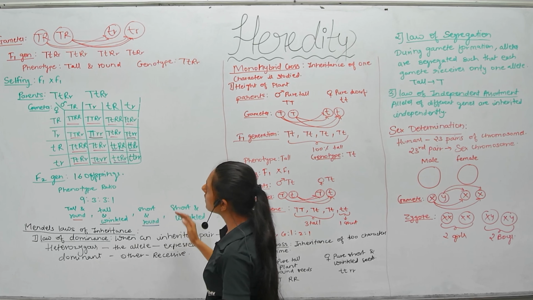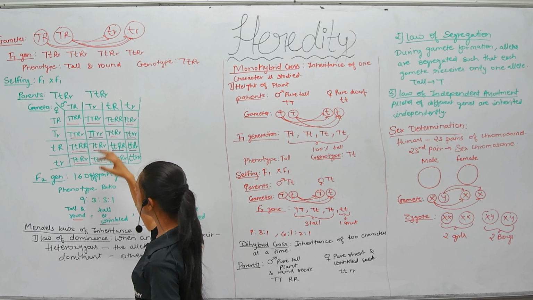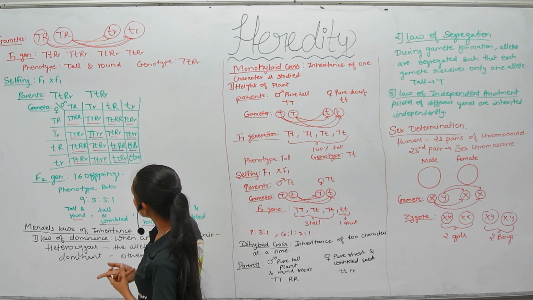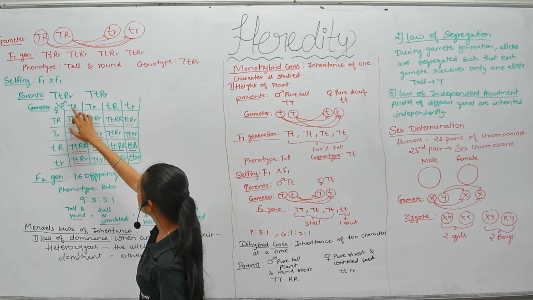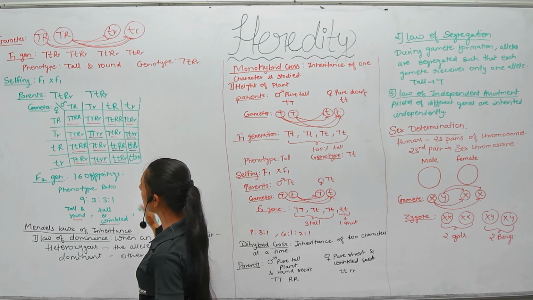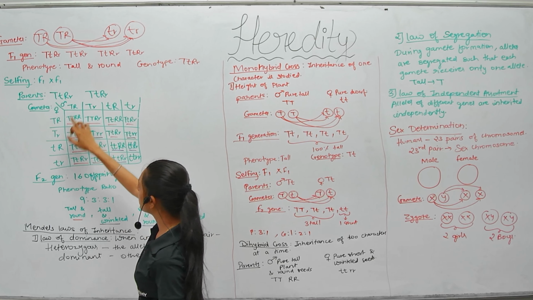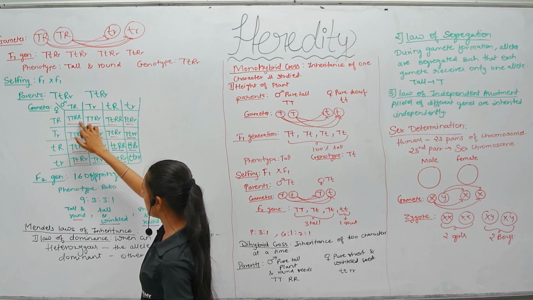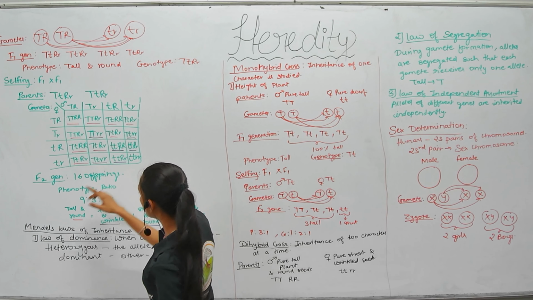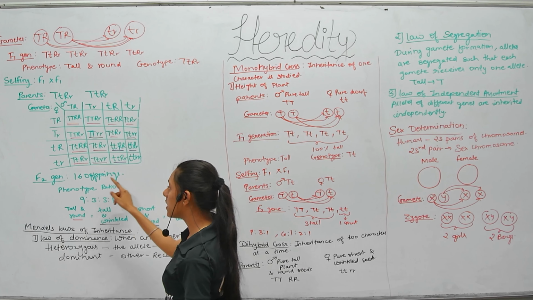Okay, so when we are crossing these and writing the gametes here, we will write the capital letters first, the dominant ones first, and then the small letters. So capital T, capital T, capital T, and capital R and capital R. So we have done this, and according to this, in the F2 generation we get 16 offspring.